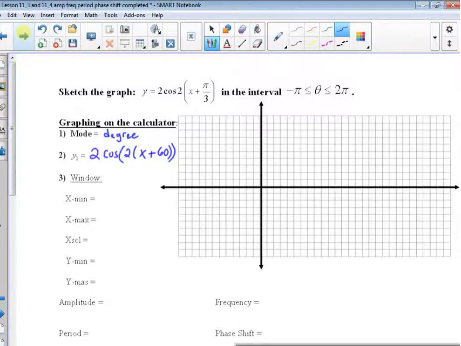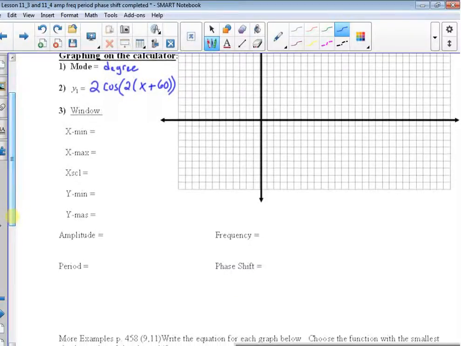And then if you are doing it in the calculator, you have to get maxes and mins, and you need to look for a complete curve. So I'm going to show you how to do it without the calculator. It's quite simple. And then we'll go fill in the window after that.